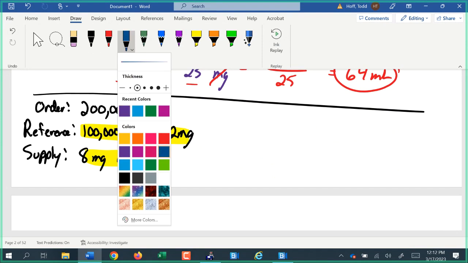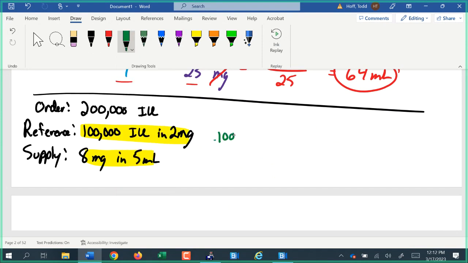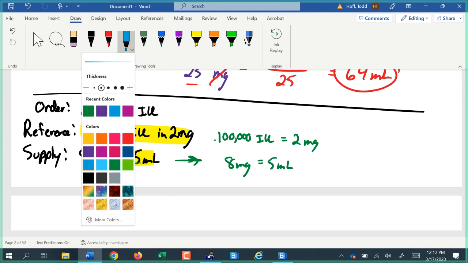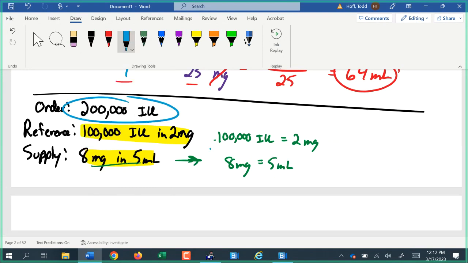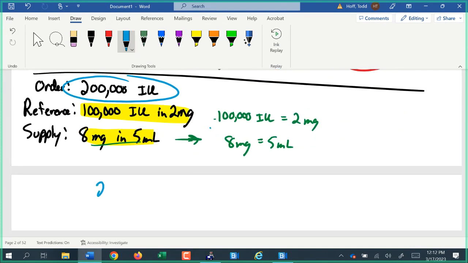This one becomes that 100,000 international units is equal to 2 milligrams. This one becomes 8 milligrams is equivalent to 5 milliliters. And now we start out with the doctor's orders and we just convert it until we get to something we can administer to the patient. The 200,000 international units, it's put over 1 to make it a fraction.